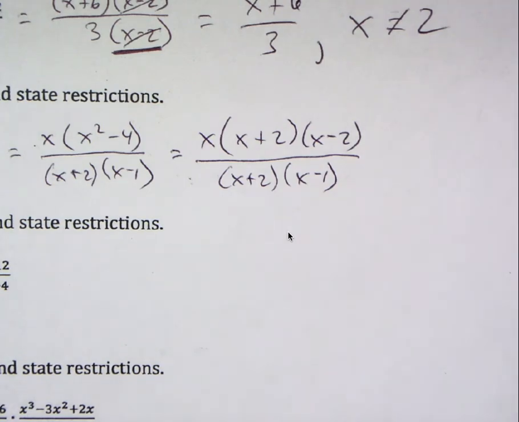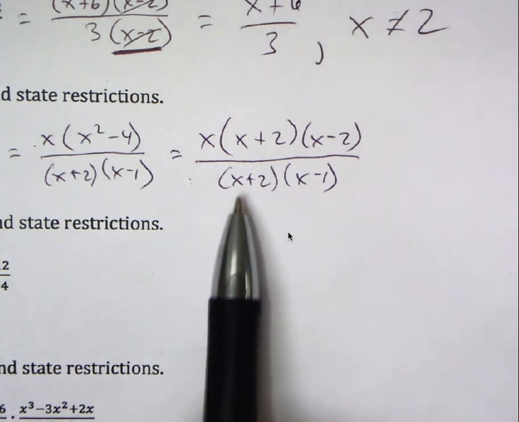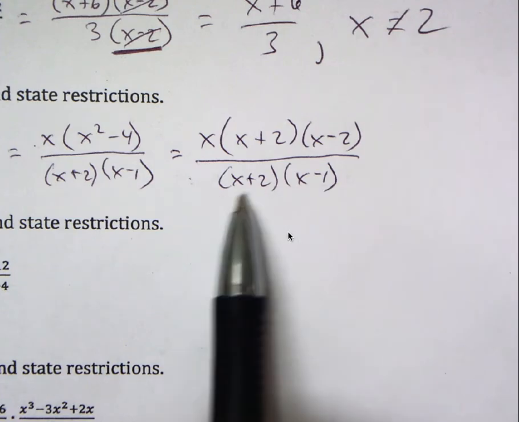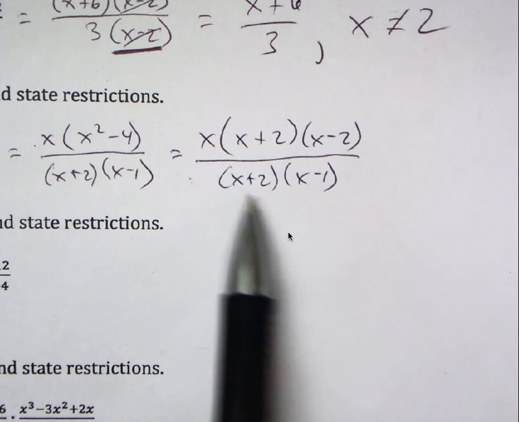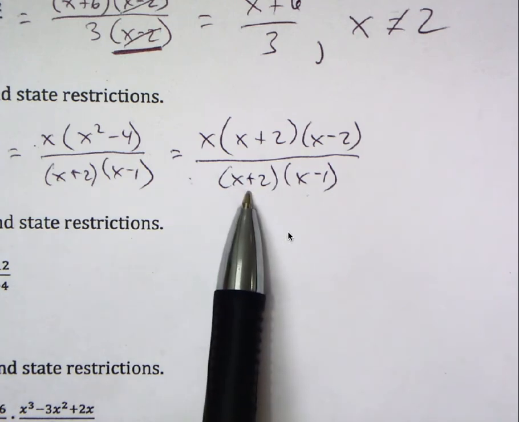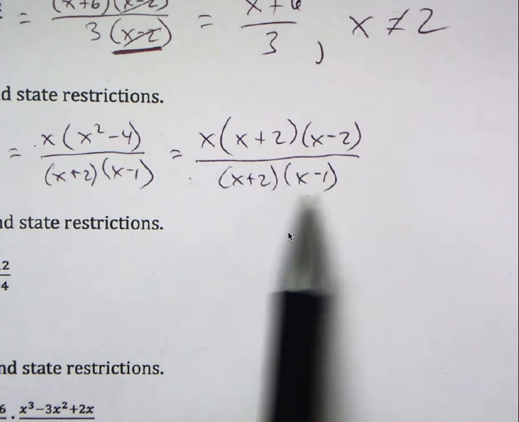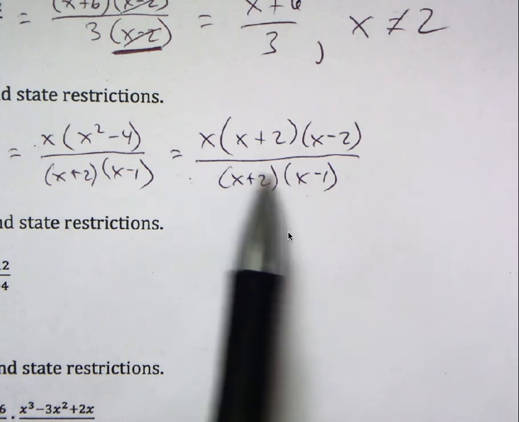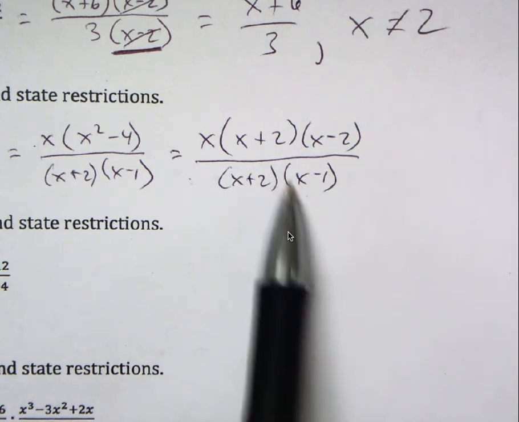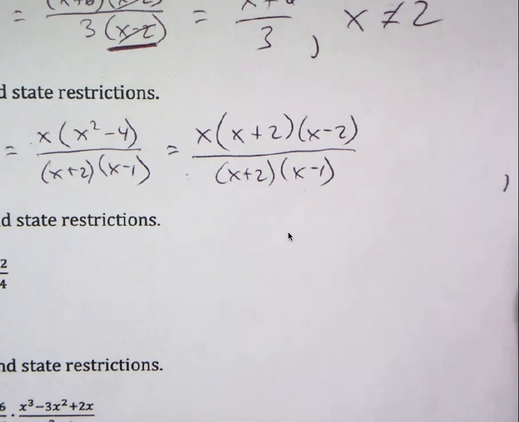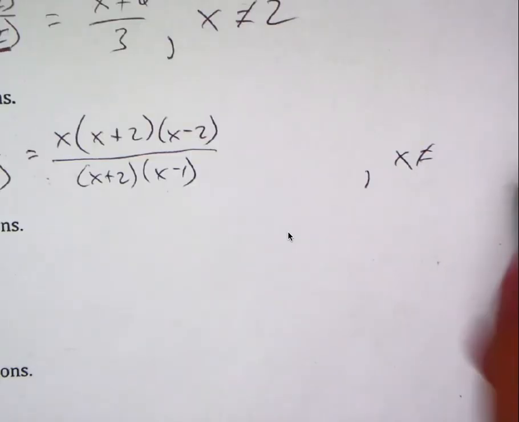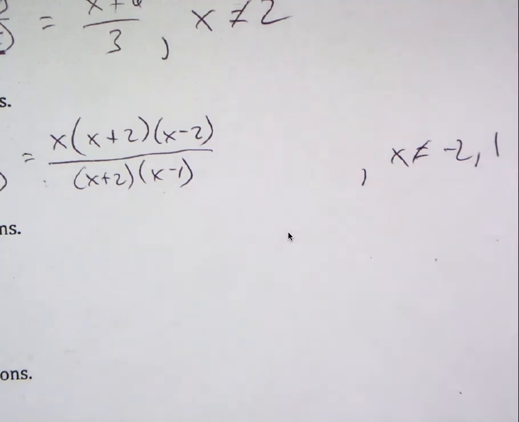If you want to state your restrictions now, that could be a good idea. We care about what makes the denominator 0. Well, x can't be negative 2, and x can't be positive 1. Negative 2 would make this 0. Positive 1 would make this 0. So you can state your restrictions now if you wanted to. X cannot equal negative 2 and positive 1. Those are the restrictions.